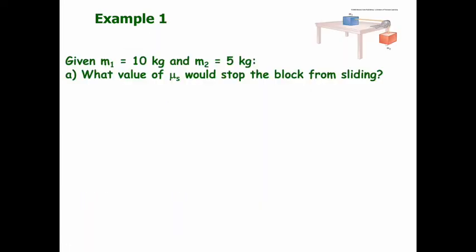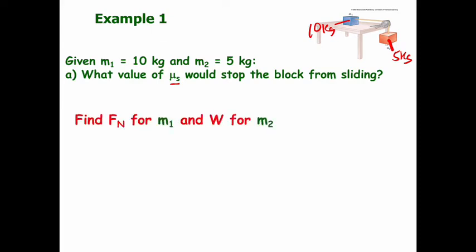So for example 1, just a quick reminder, we have a box here, 10 kilograms, and a box here, 5 kilograms. And we want to know what mu static friction would be if it's not moving. So what we do first is we need to find the normal force for 1. And we need to find the weight for this one, because we need the normal force to calculate the amount of friction, and we need the weight to calculate the amount of applied force.